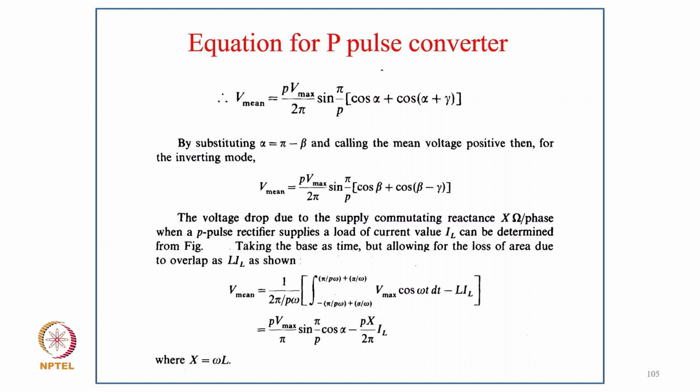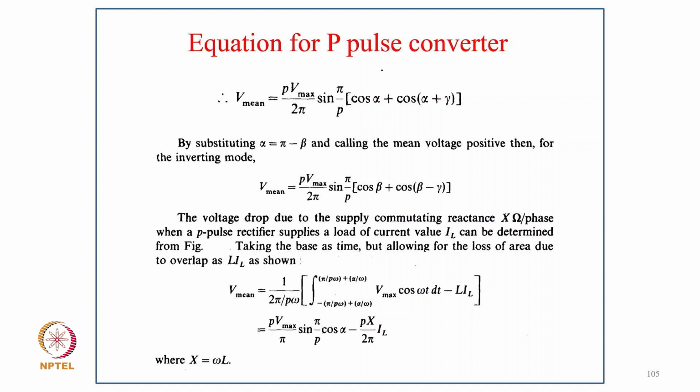By substituting alpha equal to pi minus beta, calling the mean positive voltage in the inverting mode, V mean becomes P V max upon 2 pi sin pi by P, in bracket cos beta plus cos beta minus gamma. This gives the voltage drop due to the supply commutating reactance X ohm per phase.